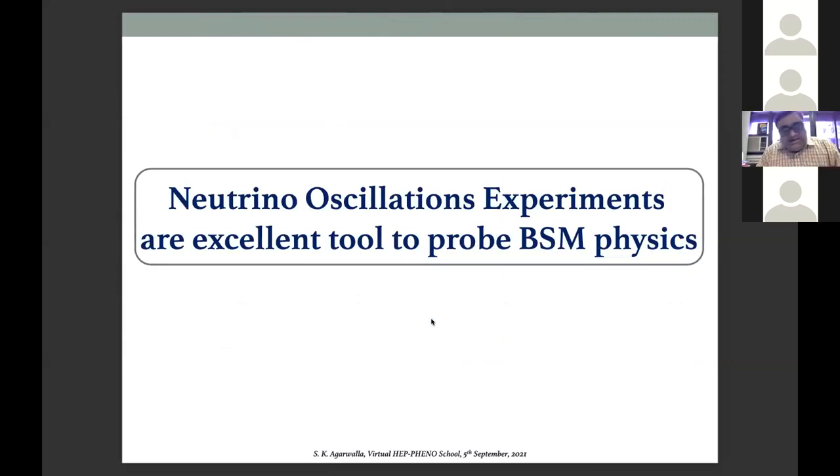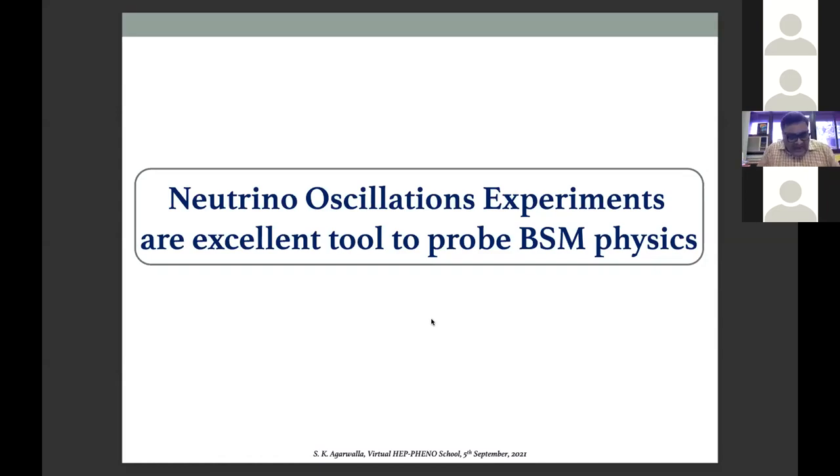I didn't get time to explain that these experiments will also be a nice tool to probe BSM physics. I told you that neutrino oscillation is already beyond the standard model. But now, with time, the oscillation data is becoming more and more precise. Your experiments are becoming bigger and bigger. Your systematics are becoming lesser and lesser. So everything is happening positively.